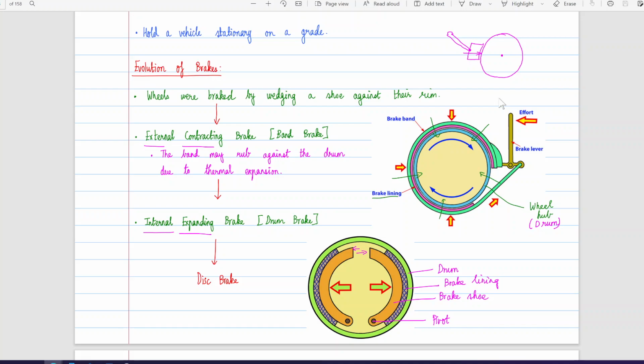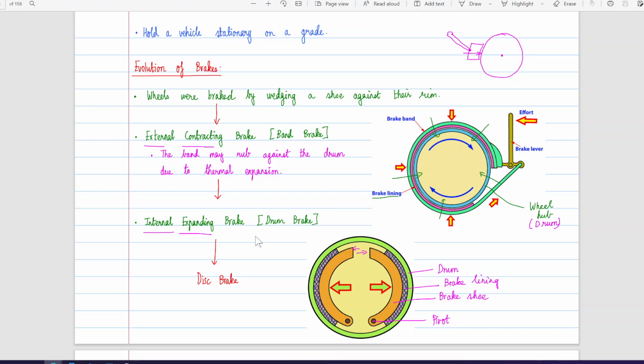Later on came the external contracting brake. It's like a band brake where a strip of metal with brake lining is held outside the rotating wheel hub or the drum, and a brake lever is used to press against it. So when the brake lever is pushed through some effort, the resulting motion pulls the brake band, and that results in contracting this ring. So the brake lining rubs against the drum, resulting in the generation of braking force.